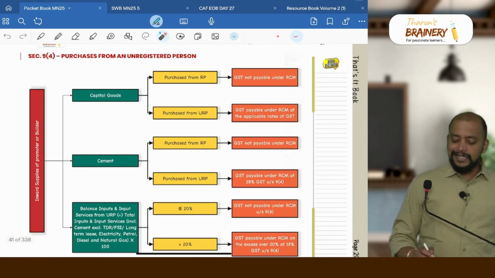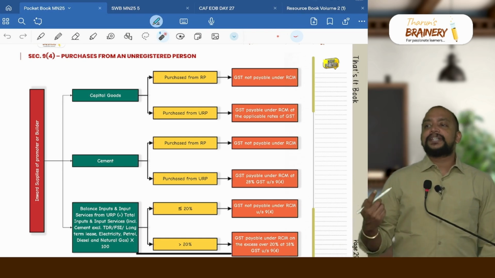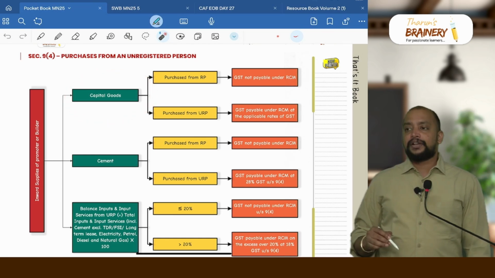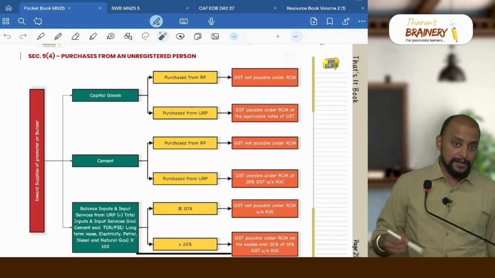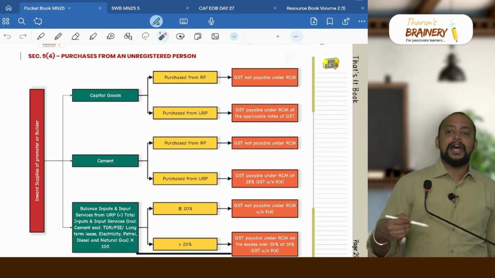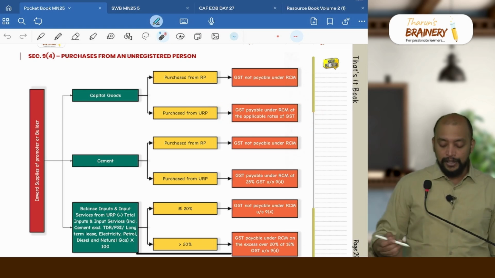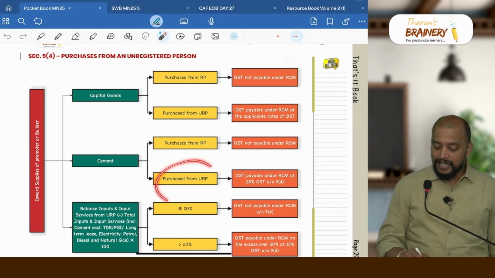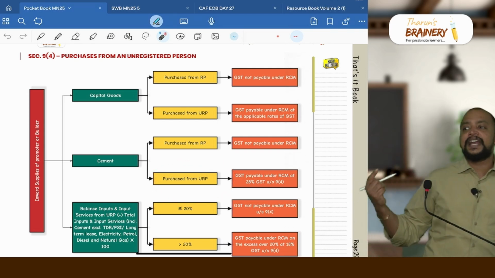Then purchases from an unregistered person, section 9 subsection 4. 9(4) is applicable in case of a promoter or builder who is making purchases from an unregistered person. What we need to check, first point is that we need to see capital goods. If the capital goods are purchased from a registered person, ignore, no need to pay GST under RCM. But if the capital goods are purchased from an unregistered person, then they need to pay GST under RCM, at the rate applicable to capital goods. And in case of cement, purchase from a registered person, no need to pay any GST under RCM, but if it is from an unregistered person, they need to pay GST under RCM at the rate of 28%.